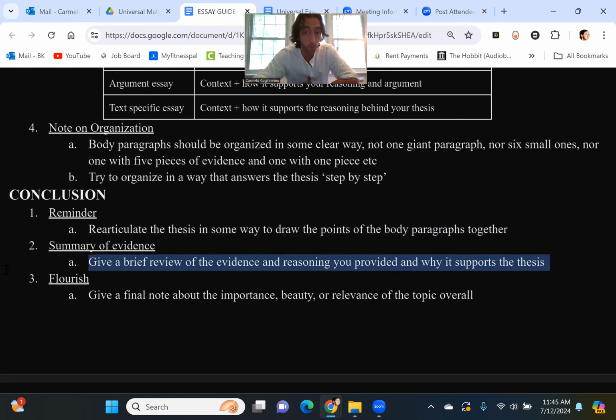And you want to also summarize what you've said, right? You want to summarize the examples that you've given in some way. So again, with the Romeo and Juliet example, Romeo's tragic flaw is his excessive impulsiveness. I'll give you maybe 3 or 4 examples of where we see that in the text in chronological order.